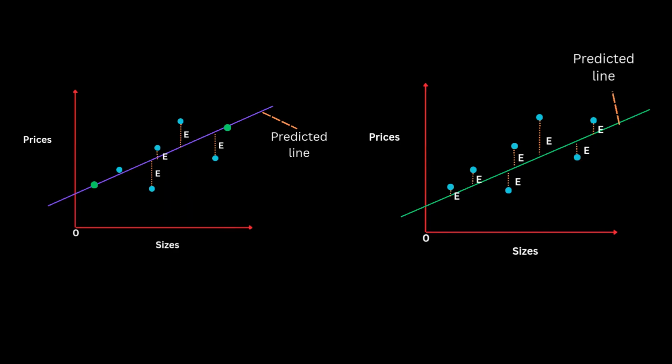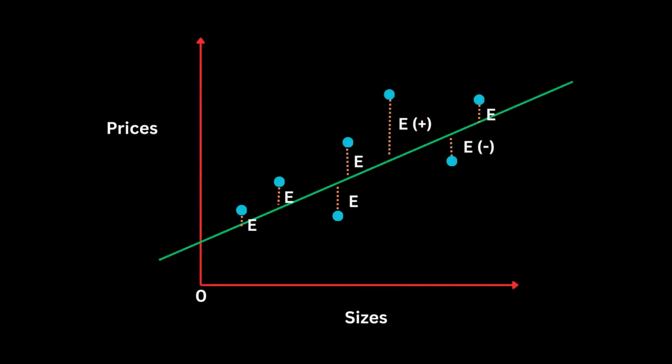What we need is a single number that tells us how bad a line is overall. A number we can compare across different lines. Lower number means better line. And that's exactly what we'll do next. We'll combine all these errors into one value, the loss. That's where learning really begins.